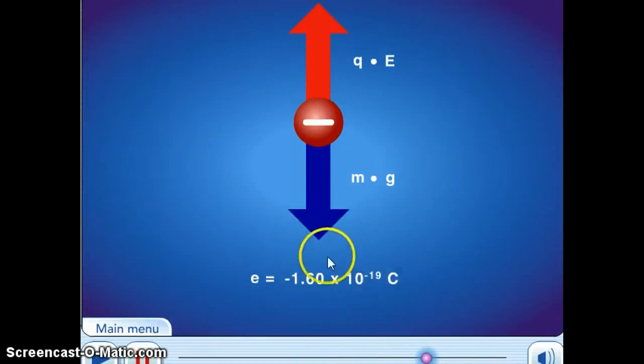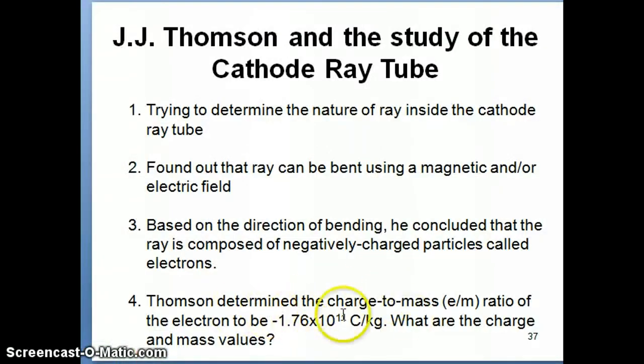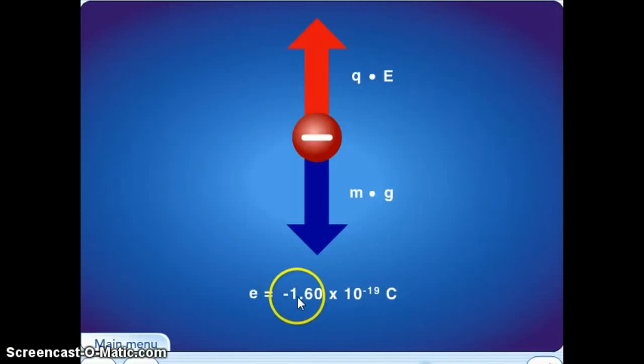Now, once he was able to determine that this is the charge of one single electron, he then can go back to the charge to mass ratio that Thomson figured out from his cathode ray experiment. This is the charge to mass ratio, and then this is the charge value. And using dimensional analysis, you should be able to figure out the mass of an electron. In fact, I'm going to leave that as your homework. So figure out the mass of a single electron using the charge to mass ratio and then the charge that Millikan figured out. All right.